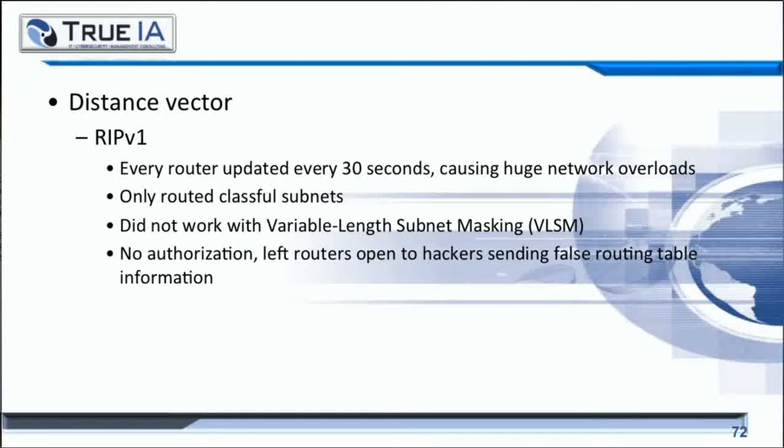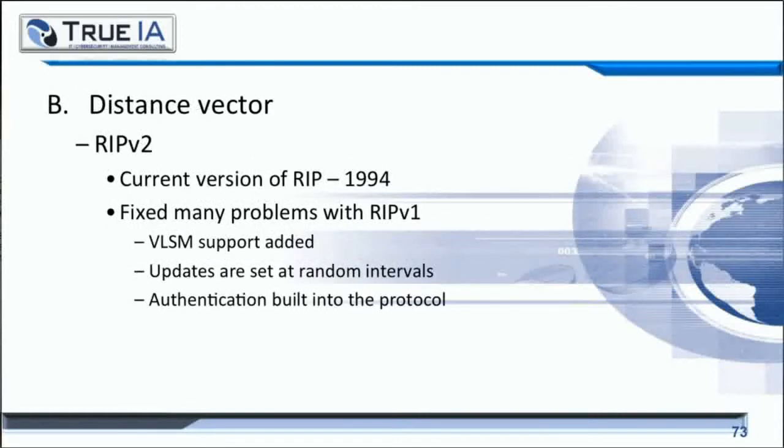And it only routed classful subnets. It didn't work with VLSM, or variable length subnet masking. And since there was no authentication with RIP, it left routers open to hackers sending false routing table information.